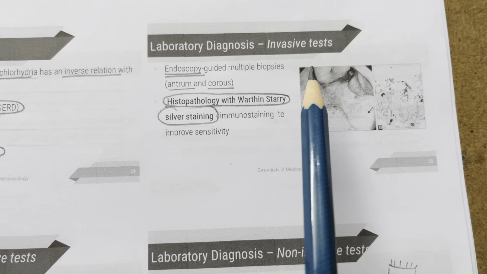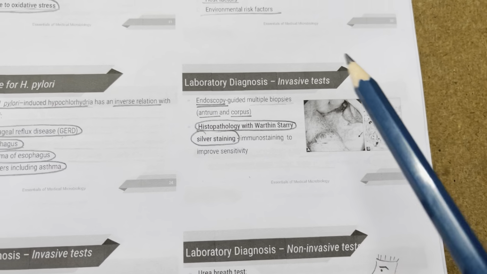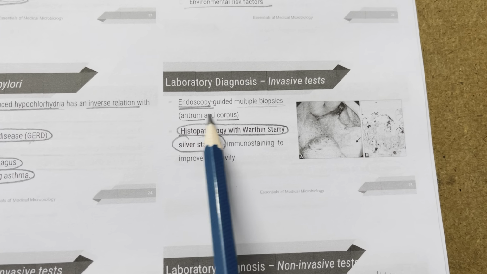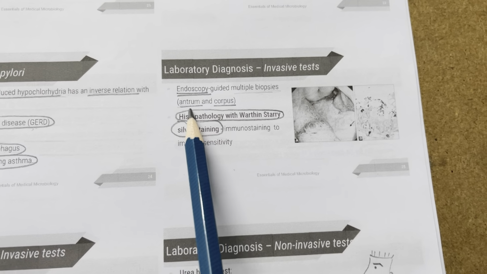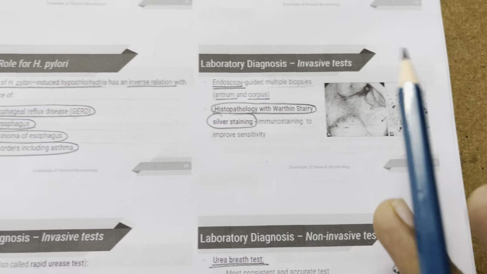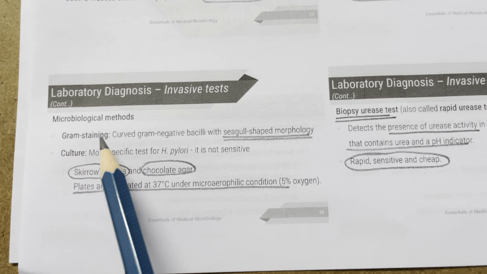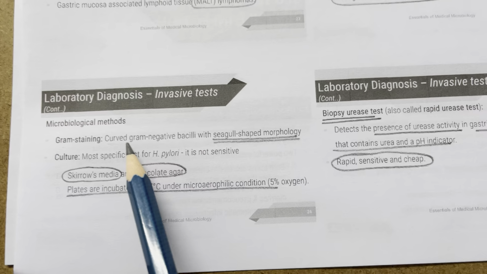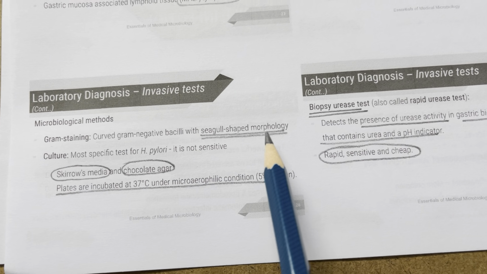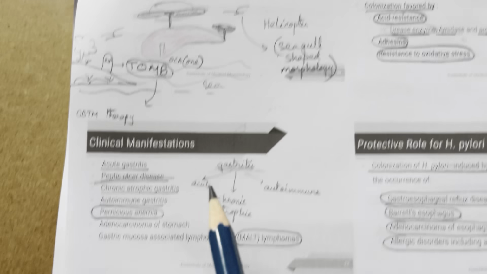Moving on to lab diagnosis, you can use endoscopy guided multiple biopsies. Endoscopy to check the ulcers with the endoscope in the antrum and the body of the stomach. You can do histopathology with Warthin-Starry silver staining, immunostaining, to improve the sensitivity. And then you can use microbiological methods such as gram staining. You can see curved gram-negative bacilli with seagull-shaped morphology. So you can see seagulls along with the helicopter, so Helicobacter.